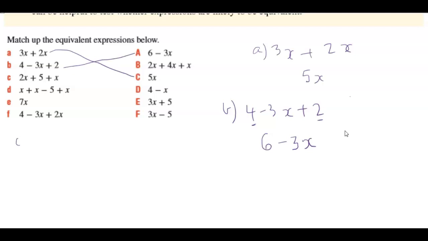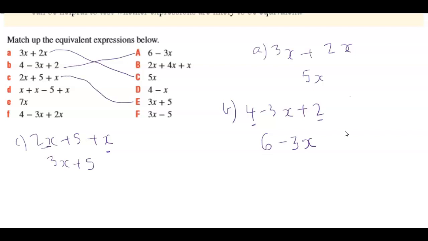Just so we've got a bit of space, I'm going to do C over here. We've got 2x plus 5 plus x. As I said before, we can group our like terms. Here we've got 2 lots of x and another lot of x. So together we've got 3 lots of x plus 5. We can't add them together because this has an x on it and this doesn't. So they're not like terms, which is what we're going to be covering in the next section. So let's look for 3x plus 5. There it is at E.